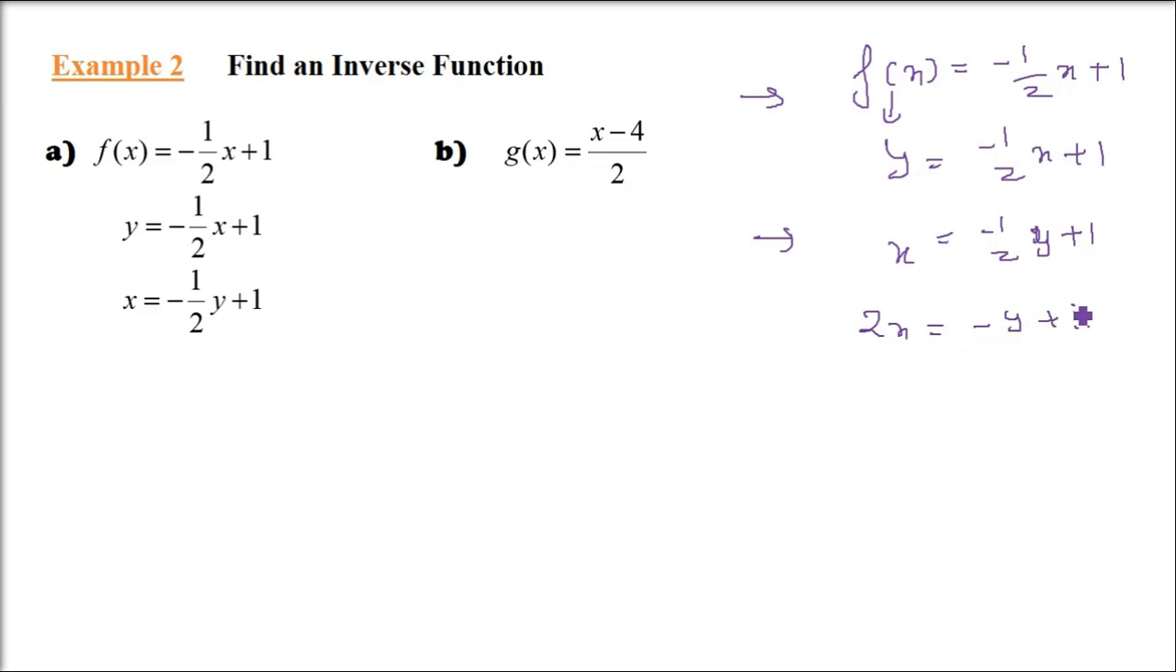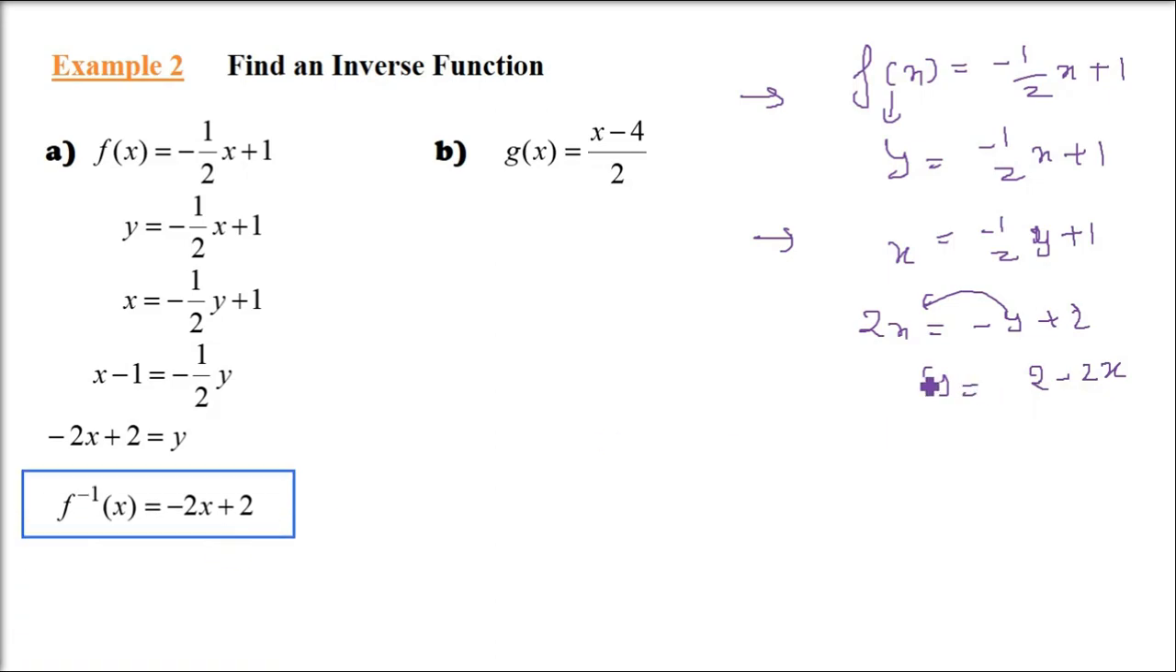I am multiplying 2 on every side, and I just have to have y on one side and others on the other side. So what do you get? You get y equals 2 minus 2x, so you can write minus 2x plus 2 also. This y is your f inverse x. This is your inverse. This is your f inverse. This will be negative 2x plus 2.